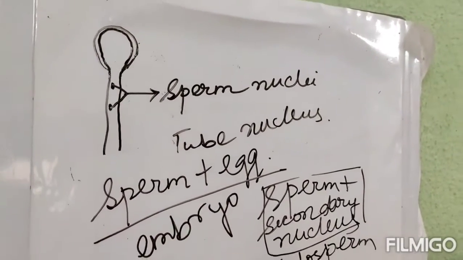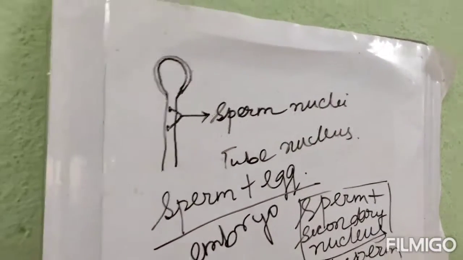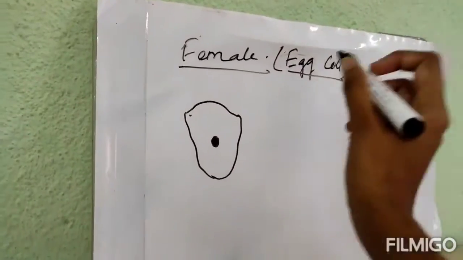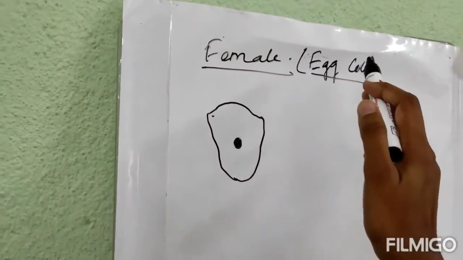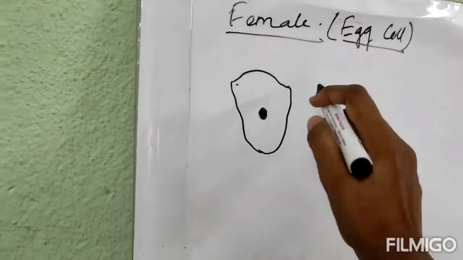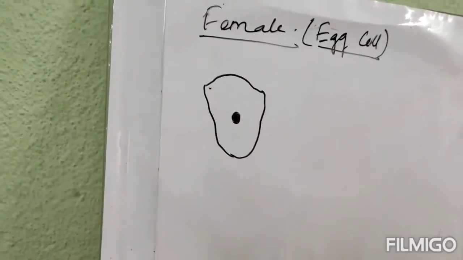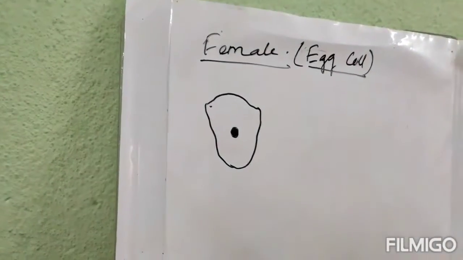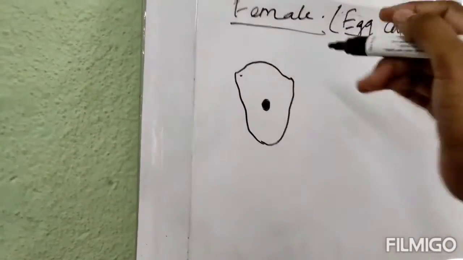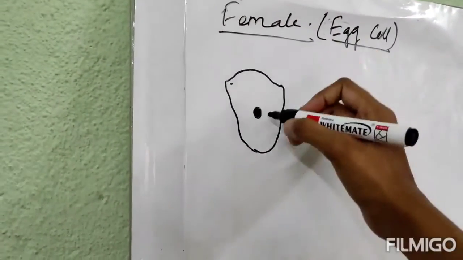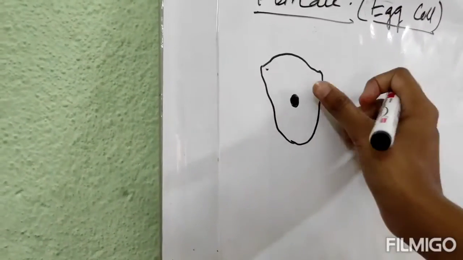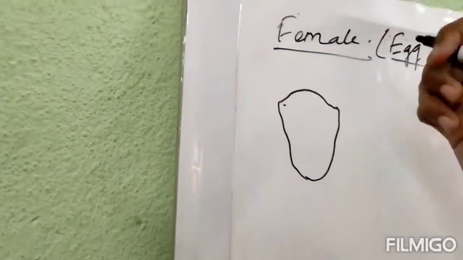Next, we will see the development of the female gametophyte. This is the female gamete, or female cell, that is the egg cell. This is the general structure of the ovary and the developmental phases of the female gametophyte. This is the general cell which has the nucleus. Now this nucleus will divide into two nuclei.